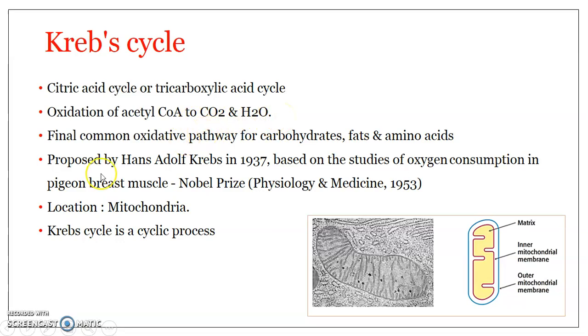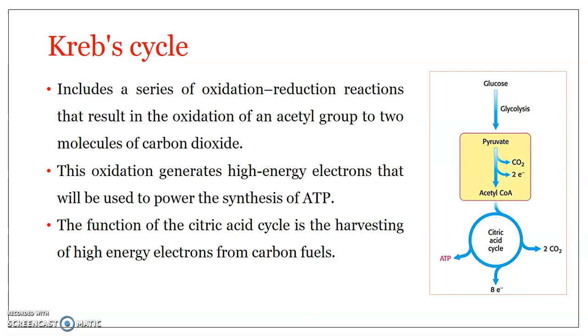Fine. The location, so where it happens: the citric acid cycle takes place inside the mitochondria in eukaryotic cells, and it results in the complete oxidation of carbon atoms present in the acetyl group in acetyl coenzyme A, converting them to carbon dioxide. So the first thing we need to know is how the acetyl coenzyme A is produced, because the first substrate to enter the Krebs cycle is acetyl coenzyme A.